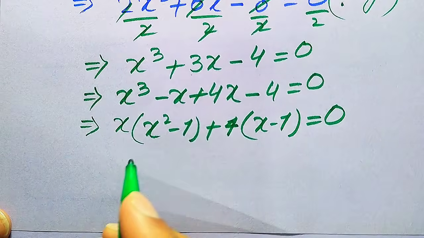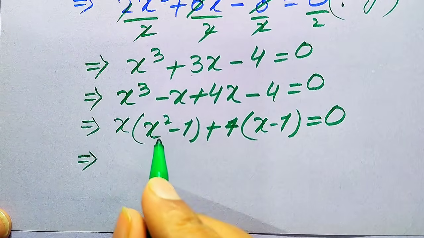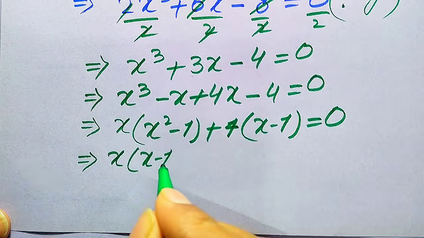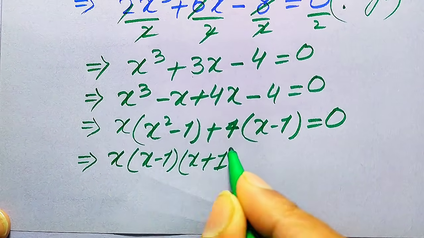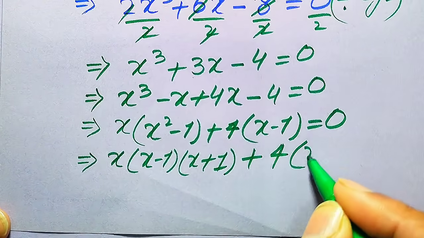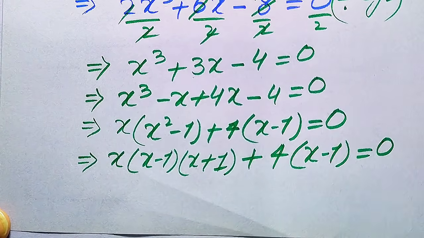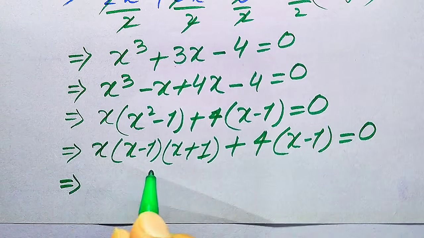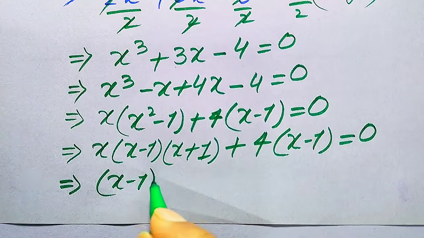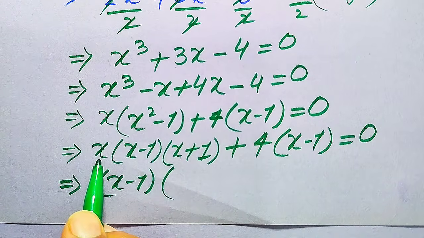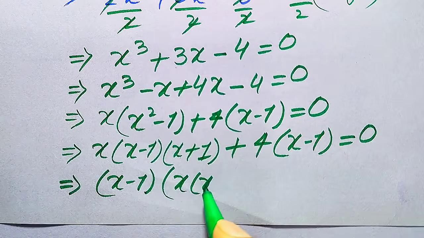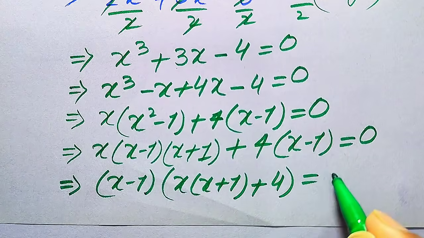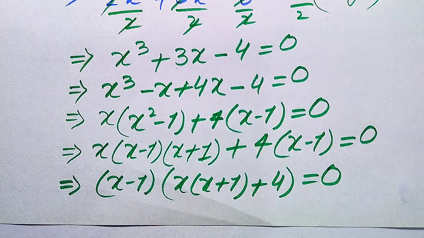And further in the next step, here we need to use the nice formula. So x square minus 1 is written as x minus 1 times x plus 1, and this is plus 4 times x minus 1, and this whole equation is equals to 0. Now you see both of these two terms involve x minus 1, so we take x minus 1 common and we get x times x plus 1, plus 4, and this whole equation is equals to 0.